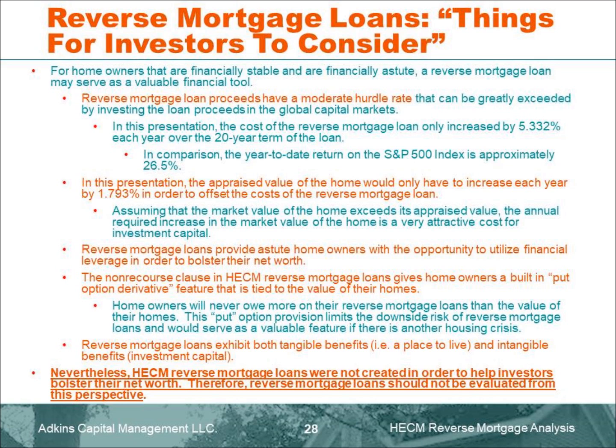Reverse mortgage loans provide astute homeowners with the opportunity to utilize financial leverage in order to bolster their net worth. The non-recourse clause in HECM reverse mortgage loans gives homeowners a built-in put option derivative feature that is tied to the value of their homes. Homeowners will never owe more on their reverse mortgage loans than the value of their homes. This put option provision limits the downside risk of reverse mortgage loans and would serve as a valuable feature if there is another housing crisis.